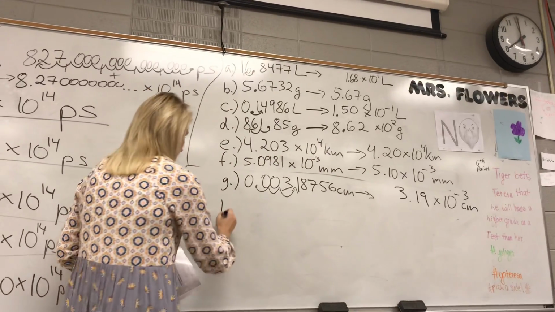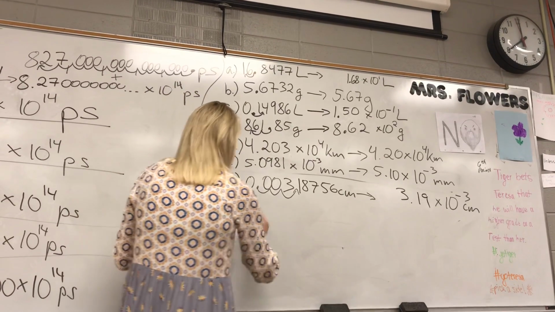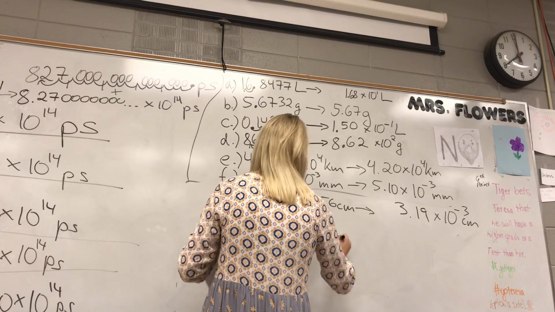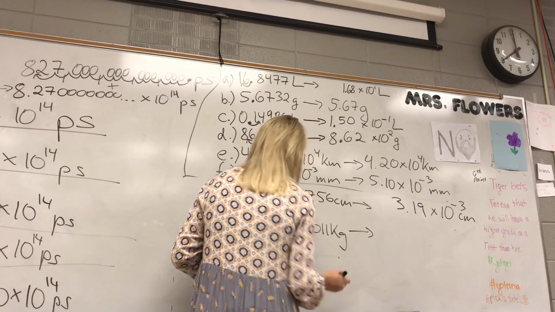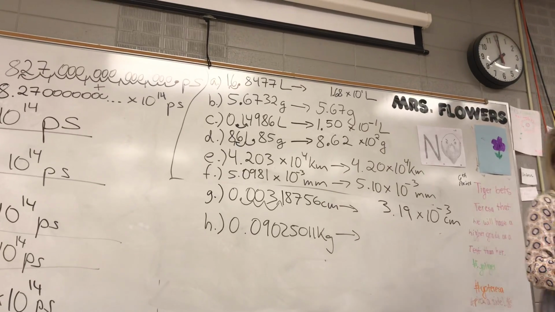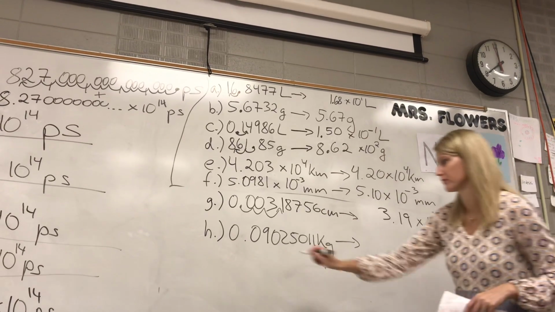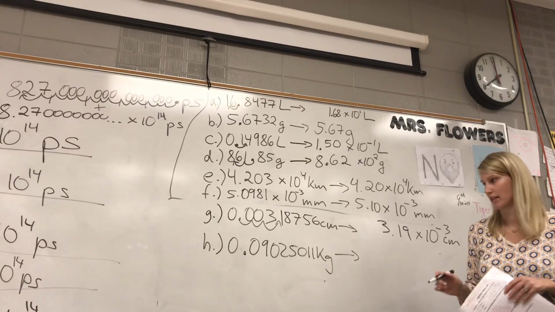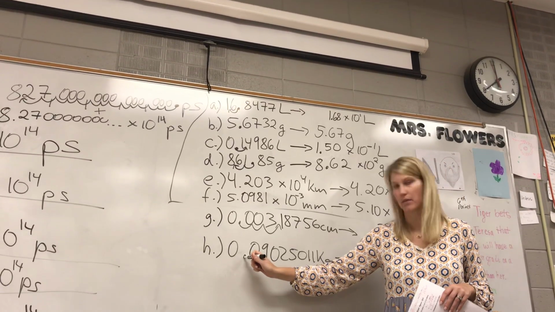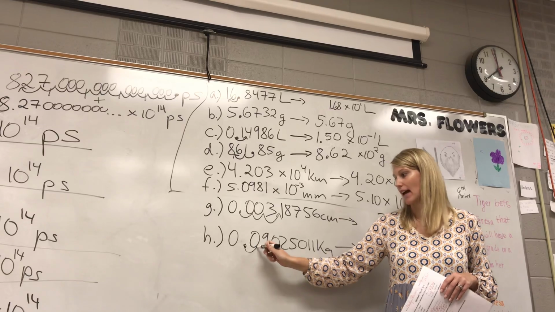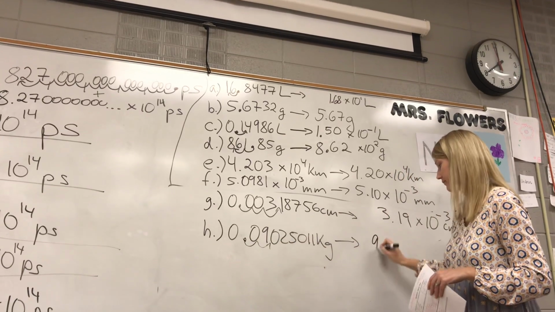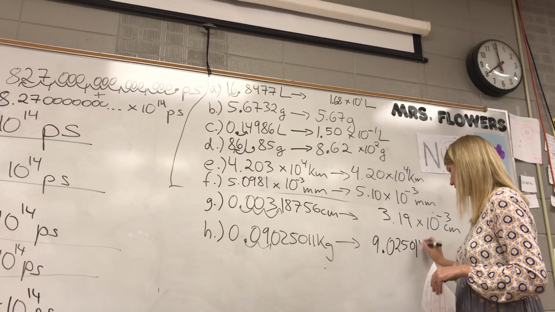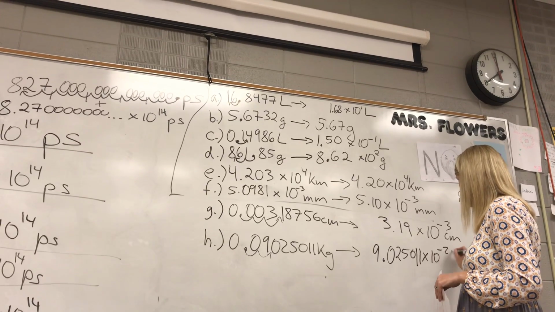All right, and the last one on these right here that you had to do was 0.090250011 kilograms. Dalton Tanner, what is that in scientific notation? This is in scientific notation? Where does my decimal need to go? Before the 9 or after the 9? After the 9. So what does it become? 9.0250 times 10 to the -2. Yep. Make sure you get your kilograms.